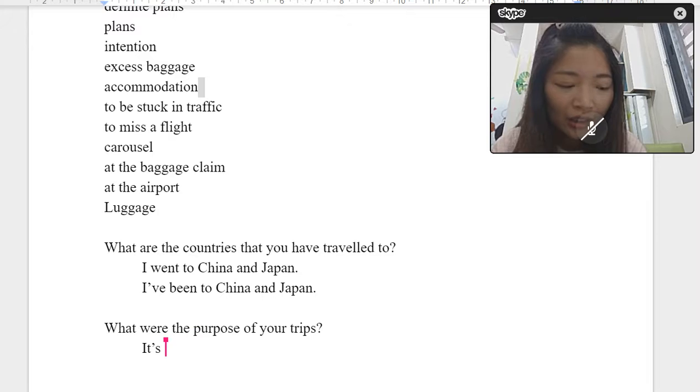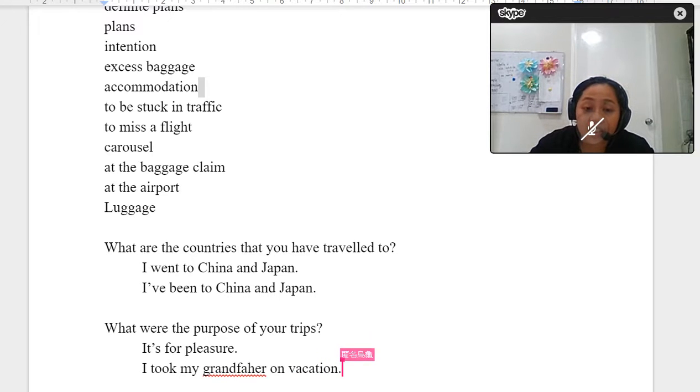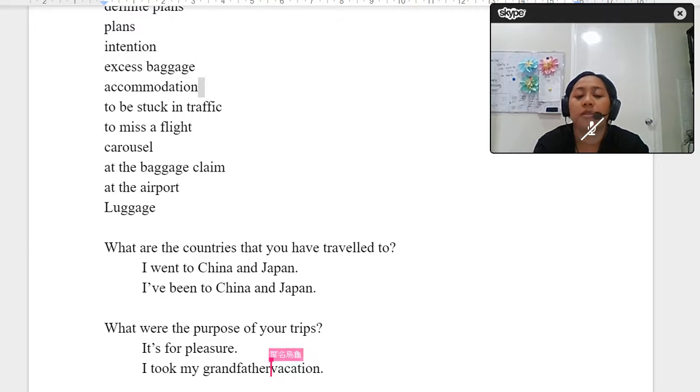taking my grandfather to travel abroad. Okay, so basically, it's for pleasure. You can say, I took my grandfather on vacation. A grandfather, is it right? Yes. So you can say I took my grandfather for vacation, or for a break, a holiday break.